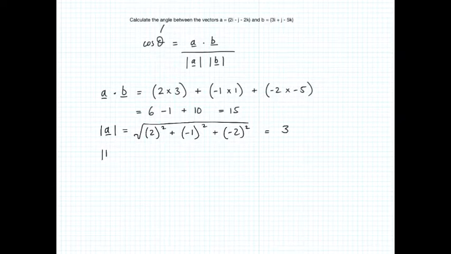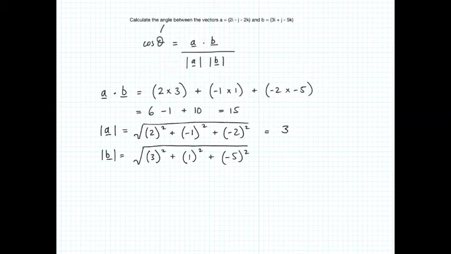If we do the same for B, it'll be the square root of the i component squared, so 3 squared, the j component squared, and the k component squared, and we're taking the square root of all of that, and that comes out to be 5.91.